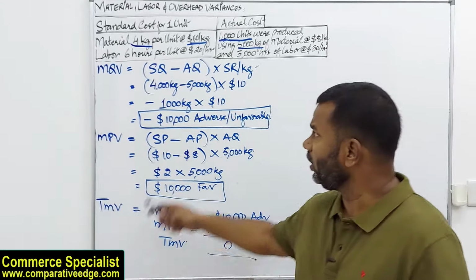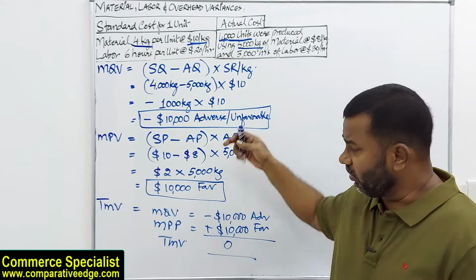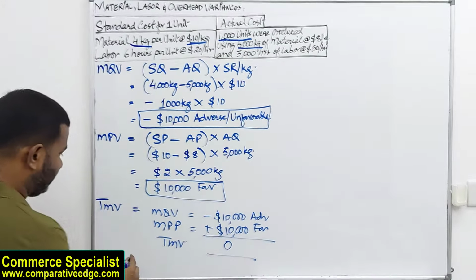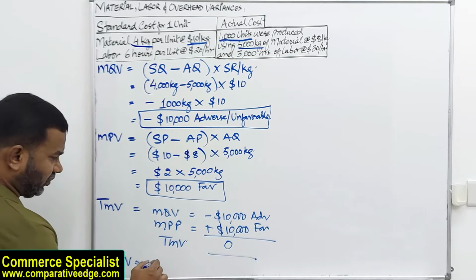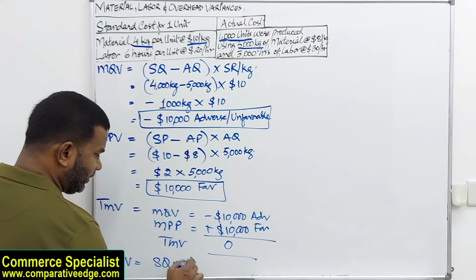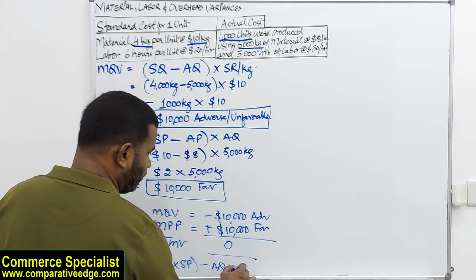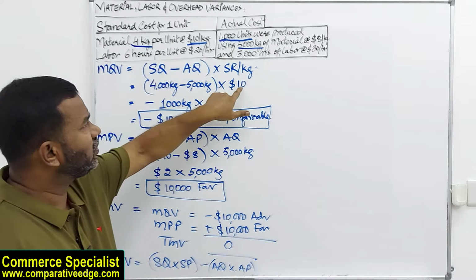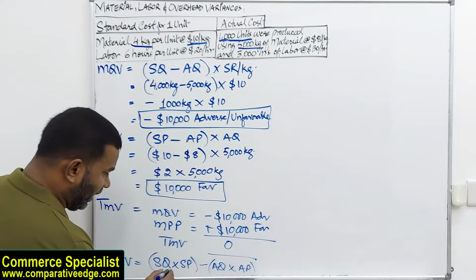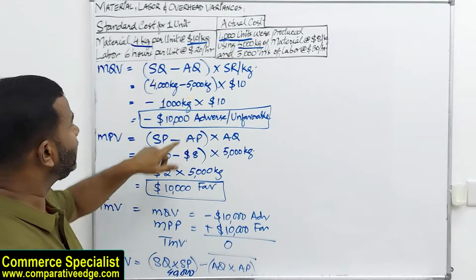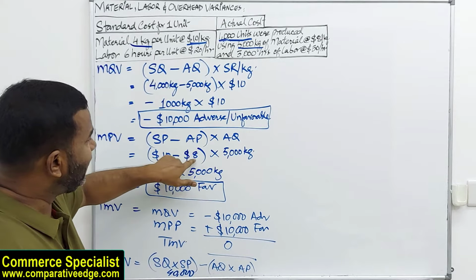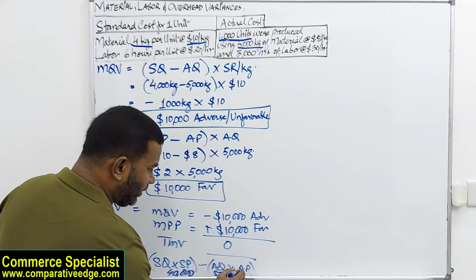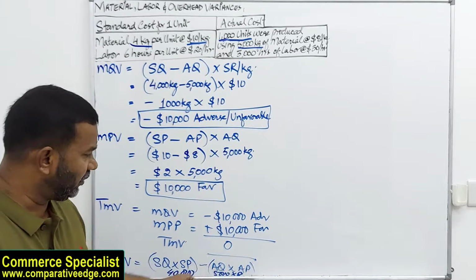If you have not calculated material quantity and material price variance, and you are directly asked to calculate total material variance, we still have a formula for that. Alternatively, total material variance is standard quantity into standard price minus actual quantity into actual price. Now, standard quantity is 4,000 and standard rate or standard price is 10. So 4,000 into 10 gives 40,000. Actual quantity is 5,000 and actual price is 8. When I multiply 5,000 into 8, this is 40,000. 40 minus 40 will give us 0.